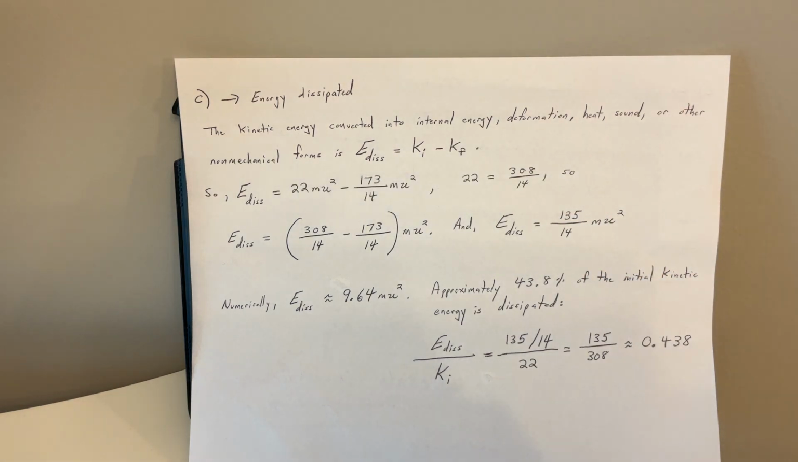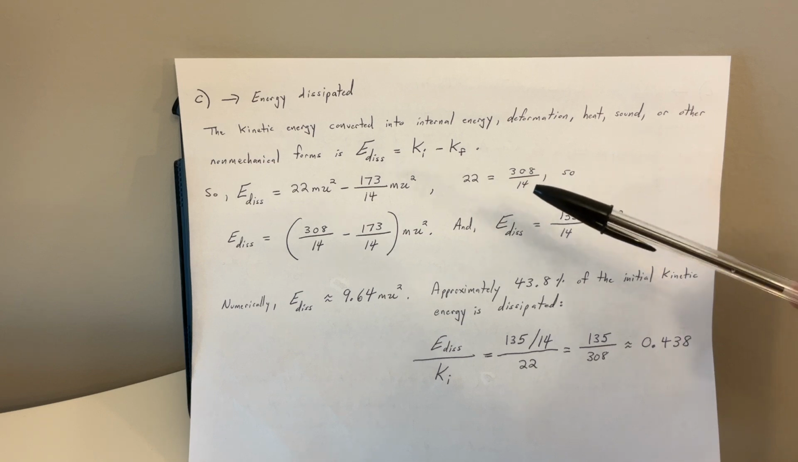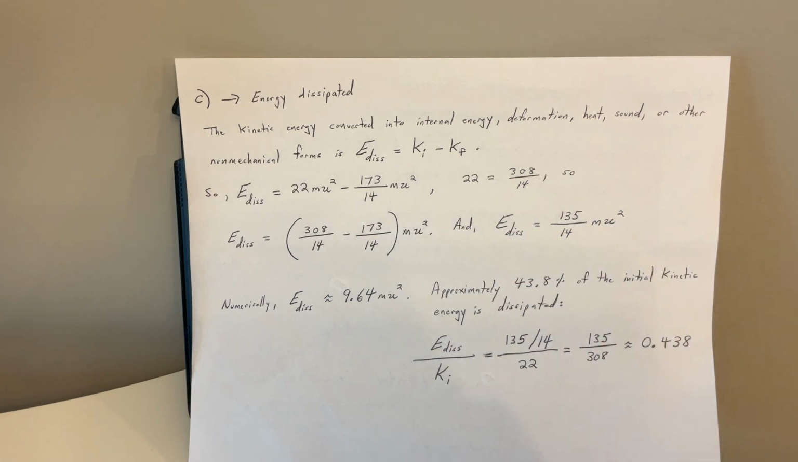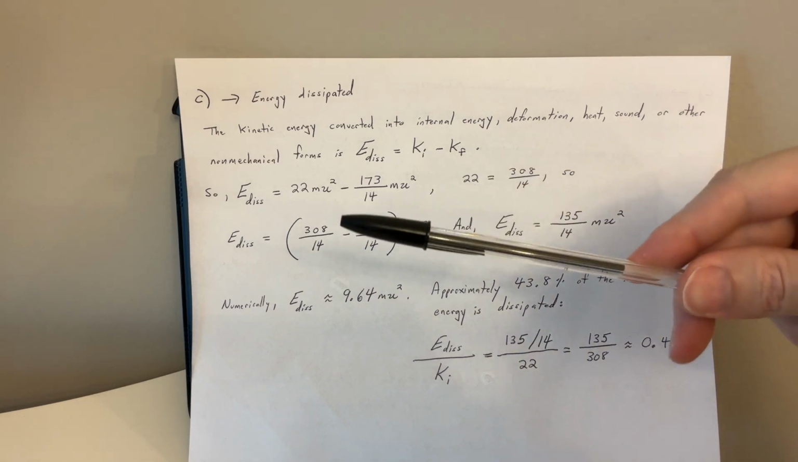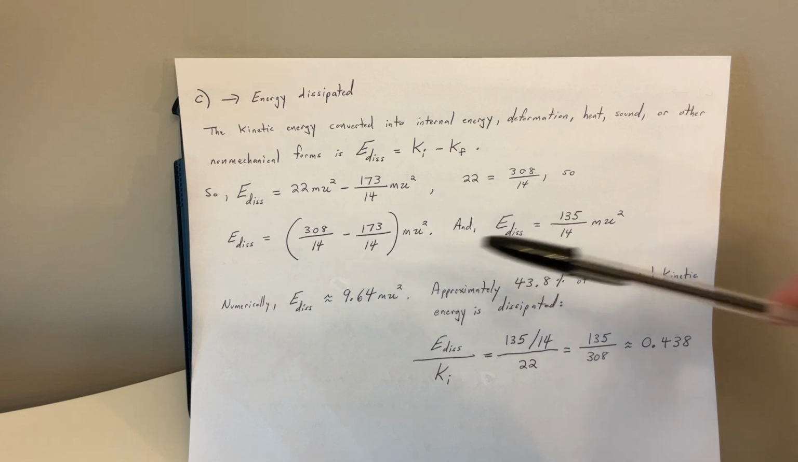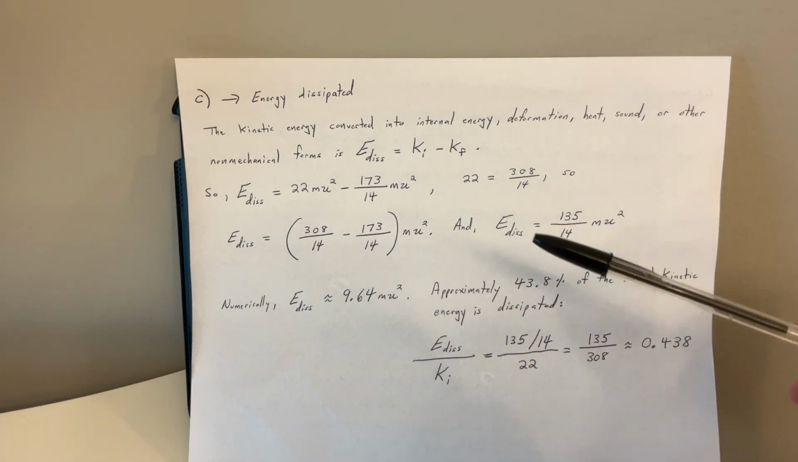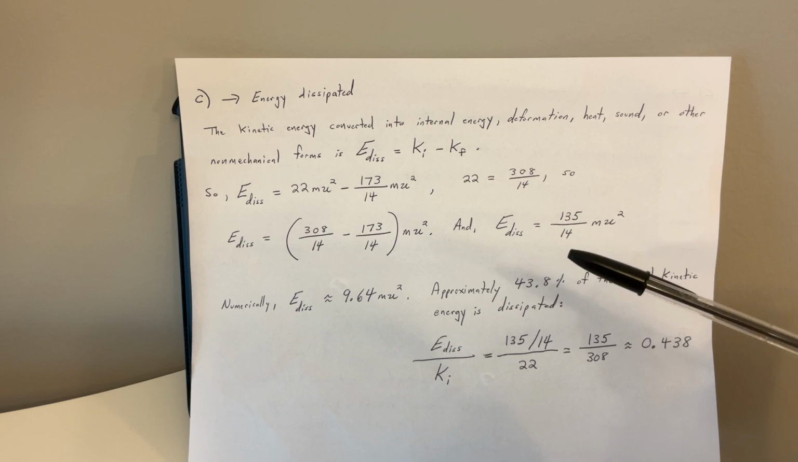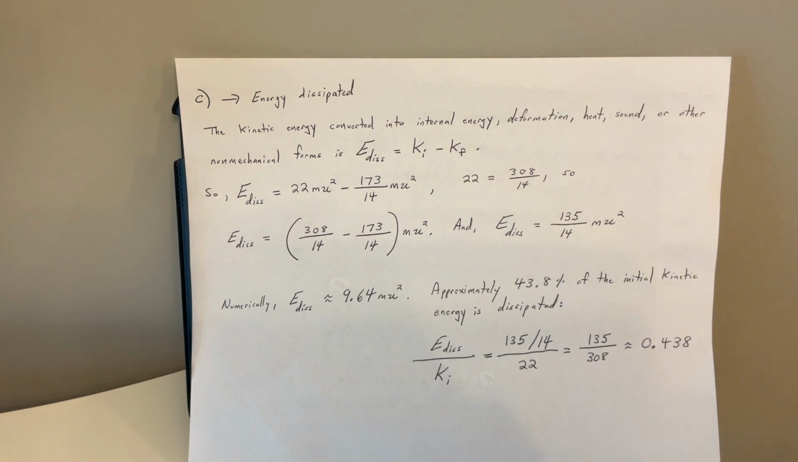So from there, E sub diss is going to equal 22 mu squared minus 173 over 14 mu squared. 22 is equivalent to 308 over 14, so we could write this as E sub diss equals the quantity 308 over 14 minus 173 over 14, times mu squared. And E sub diss is going to equal 135 over 14 mu squared. Numerically, E sub diss is about 9.64 mu squared.